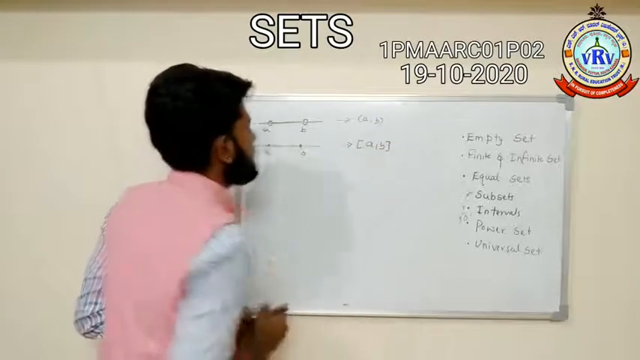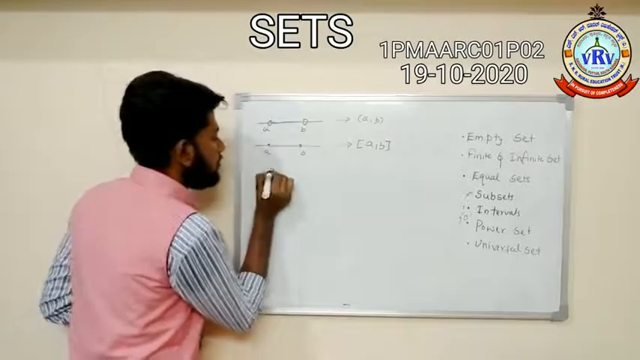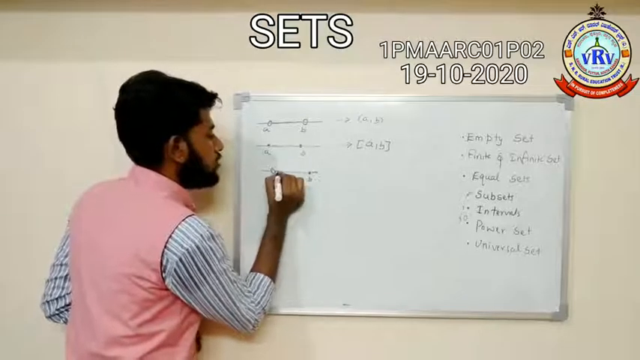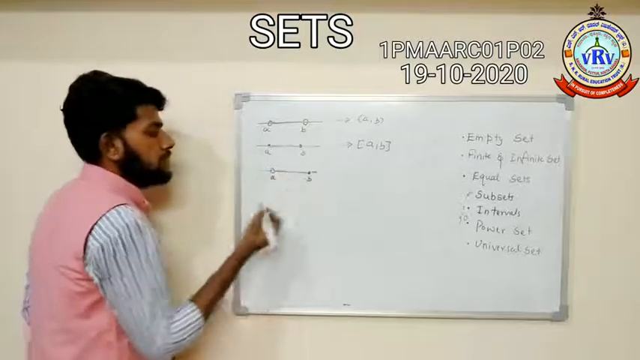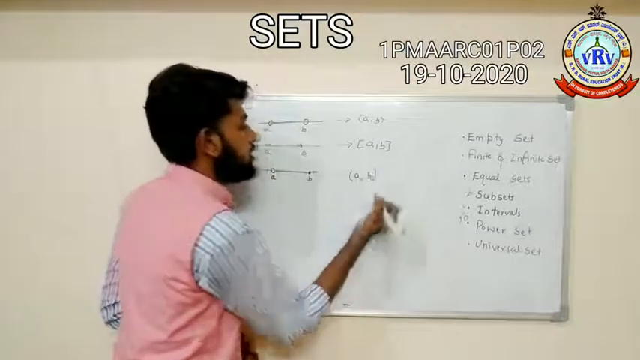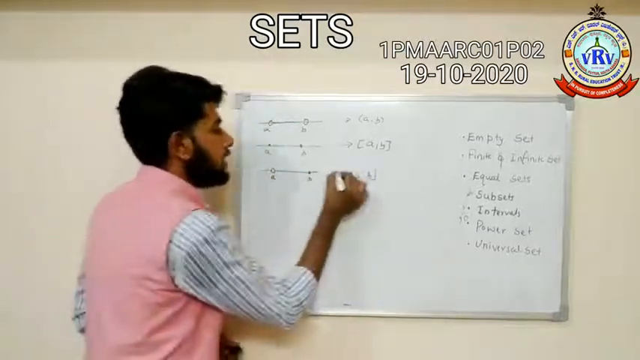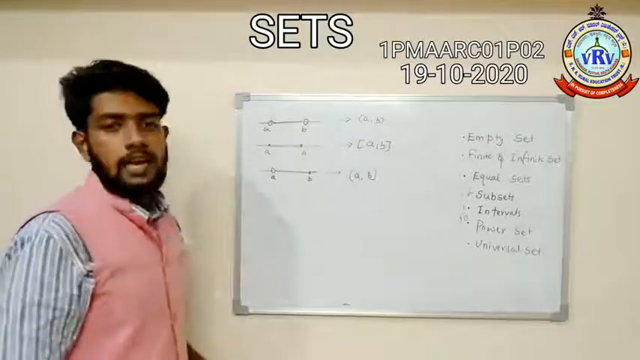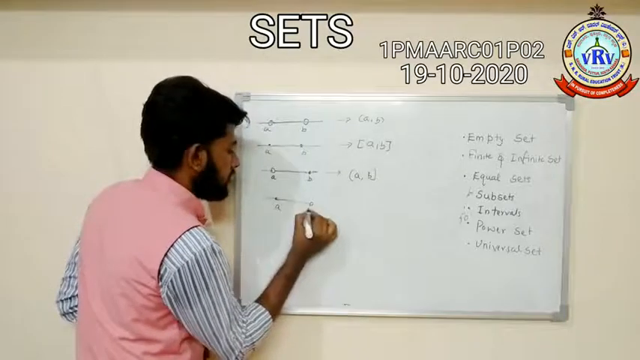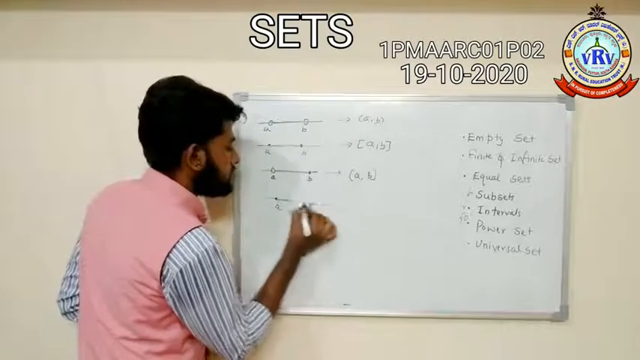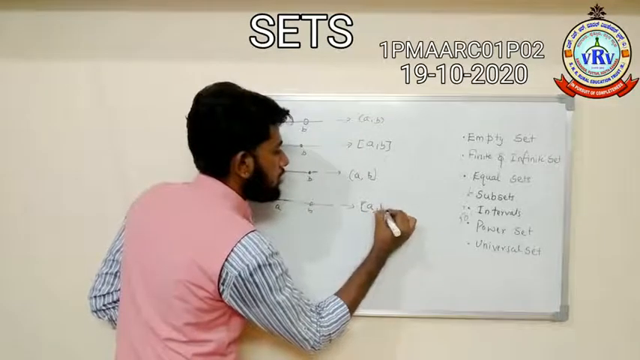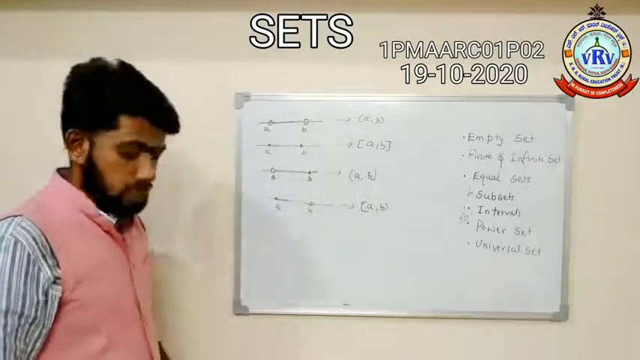One end open, one end closed means a is excluded from this set and b is included in this set. This is open interval a to b, including b, excluding a. And this means a is included in the set, b is excluded. This is open interval a to b, including a, excluding b.